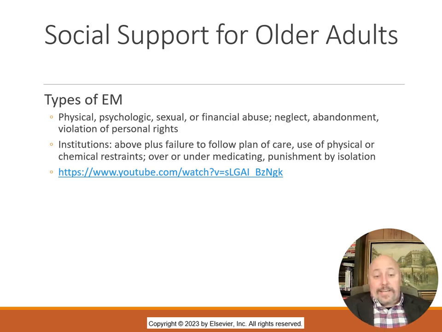Elder mistreatment can take many different forms: physical, psychological, sexual, financial abuse, neglect, abandonment, violation of personal rights, and just as in any other cases of abuse, it can often be tragic, but especially in the case of the extreme elderly, the confused, that are unable to leave the situation, unable to report it for themselves.